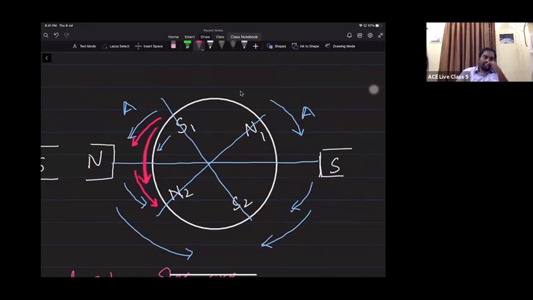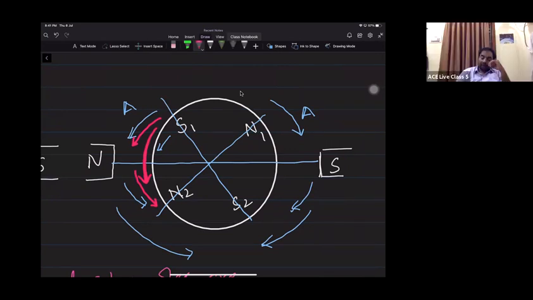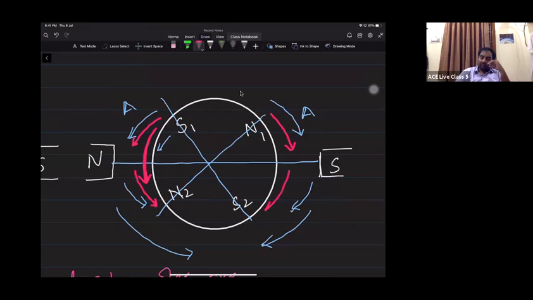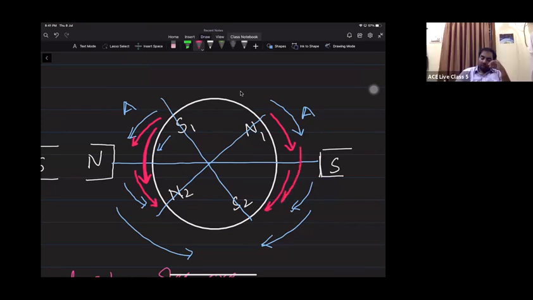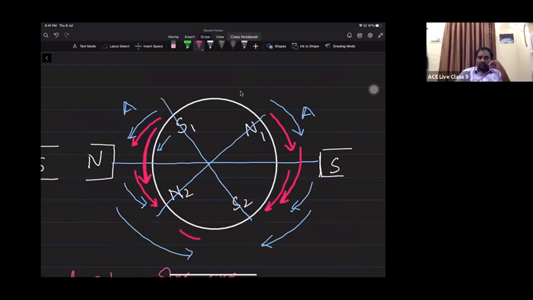Counterclockwise direction, correct? Yes, sir. But at the same time, what is existing between this N1 and S? Attraction. At the same time, what is existing between this S and S2? Repulsion. So this side of the armature wants to move in which direction? Clockwise direction. Yes, sir. I got it, sir. Is it clear, Baba? Yes, sir.